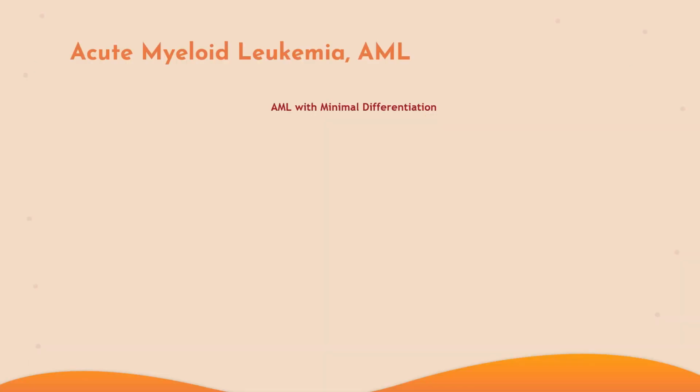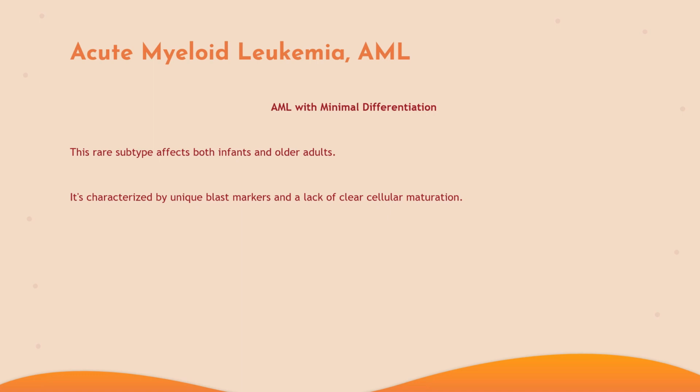Welcome back to our comprehensive journey through the world of acute myeloid leukemia, or AML. Now, we're delving into specific subtypes that provide valuable insights into this complex disease. Let's start with AML with minimal differentiation. This rare subtype affects both infants and older adults. It's characterized by unique blast markers and a lack of clear cellular maturation.